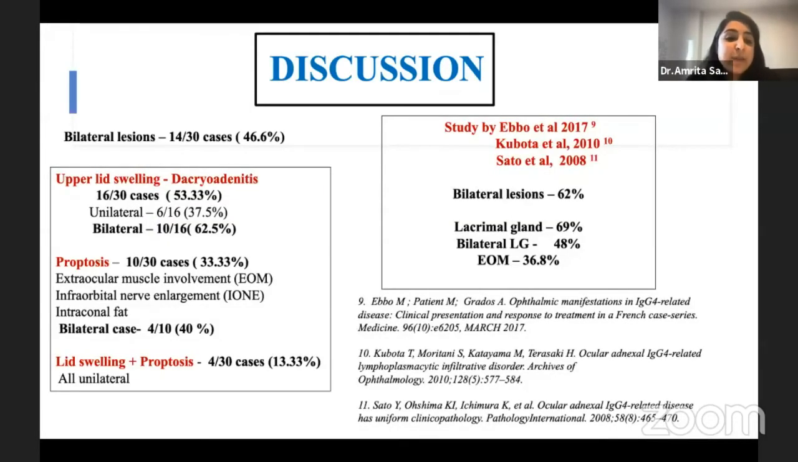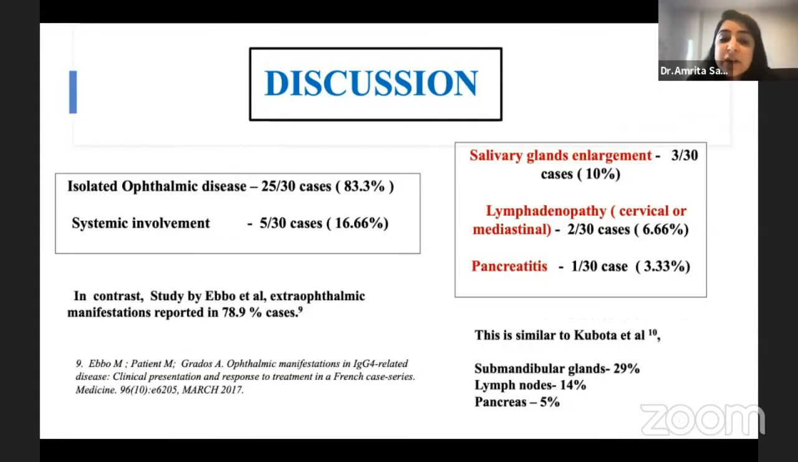Clinical presentation-wise, bilateral cases in our study were 46%, which is slightly lower as compared to other studies, and dacryoadenitis was seen in 53%, again slightly lower as compared to other studies. We had isolated ophthalmic disease in 83% of the cases, and systemic involvement only in 16%. This is different from other studies, where extra-ophthalmic manifestation was seen in 78% of the cases.